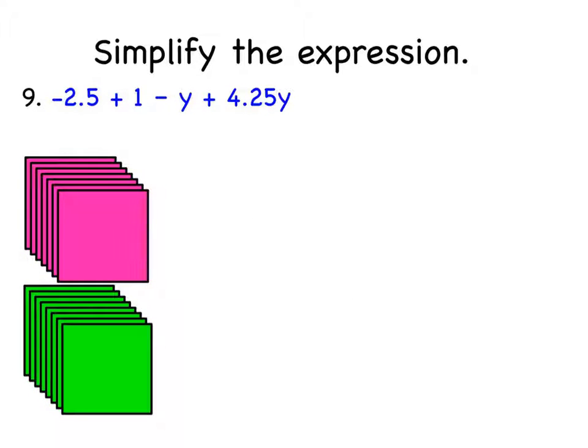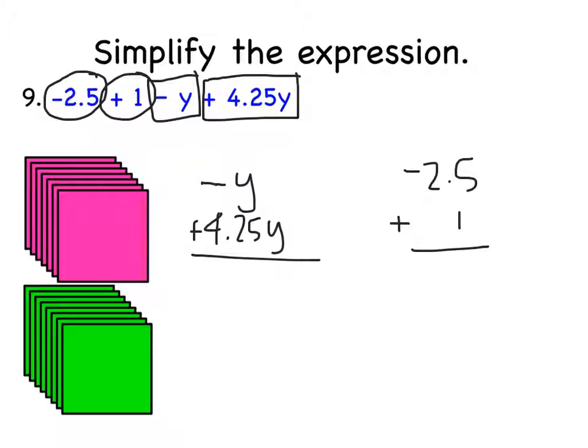Okay, try this one and start the video up when you're ready to check your answer. All right, so I need to combine my -y, and remember you can think of that as -1y plus 4.25y. So I'm going to have 3.25y, and then I have -2.5 plus 1, so that's going to be -1.5.